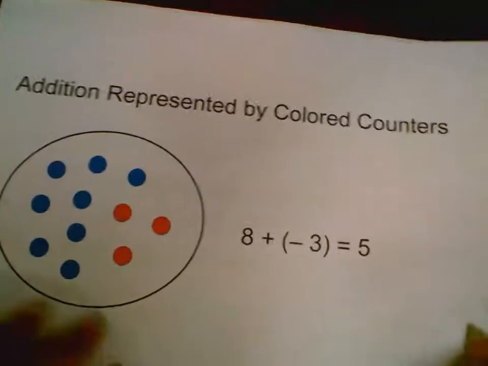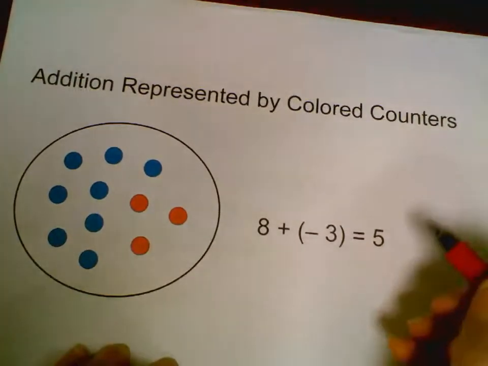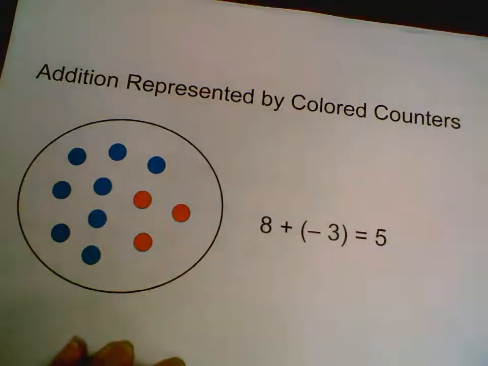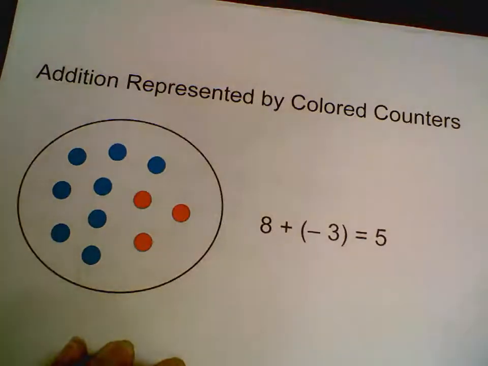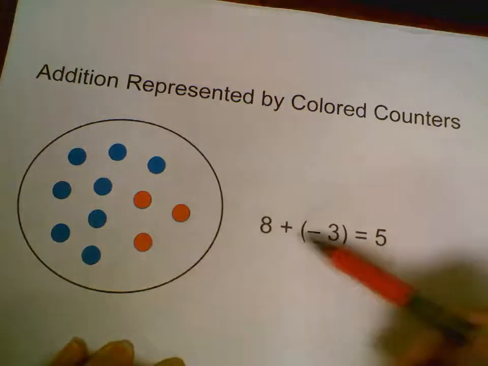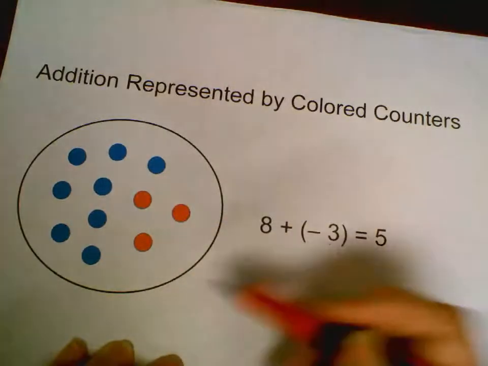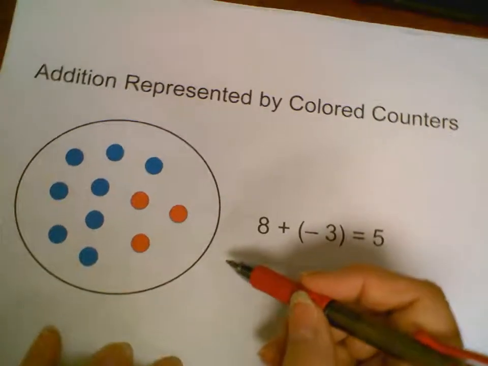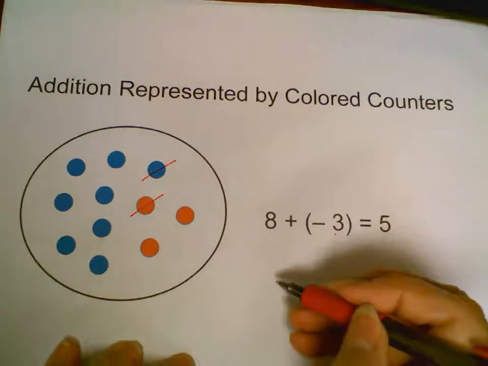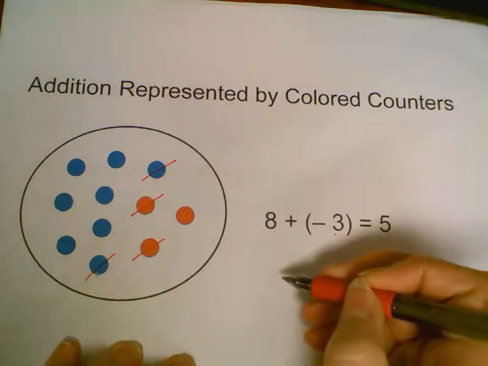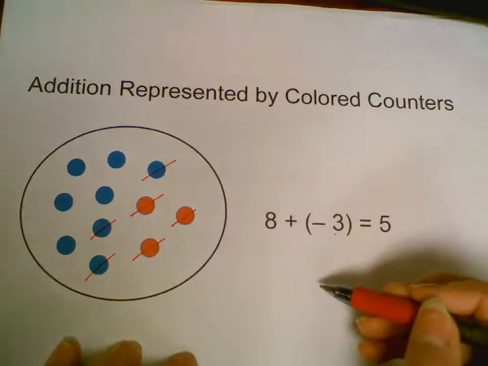Next, we'll look at adding with colored counters. This is a great way to show young students how to count with negative numbers. We'll let all the positive numbers be blue, so 8 counters are in this circle. We'll let the negative numbers be red, so there's 3 red numbers, -3. So we teach our students that a positive and a negative counteract each other, they cancel each other out.